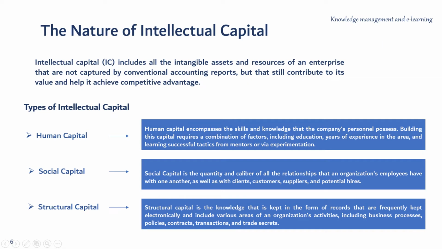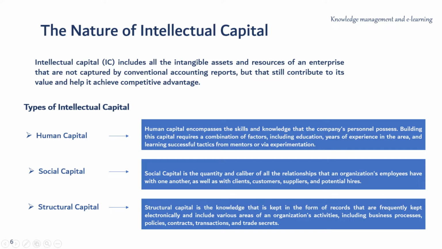The nature of intellectual capital. Intellectual capital includes all the intangible assets and resources of an enterprise that are not captured by conventional accounting reports. Types of intellectual capital. There are three types of intellectual capital, and they are human capital, social capital, and structural capital. What is human capital?